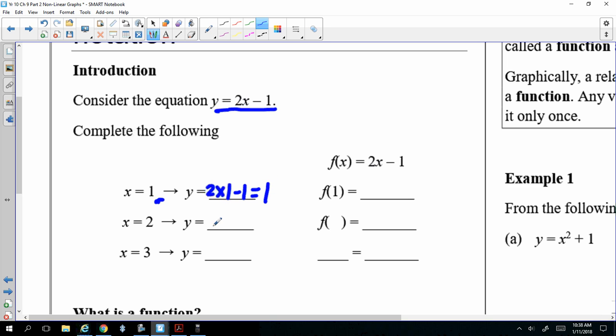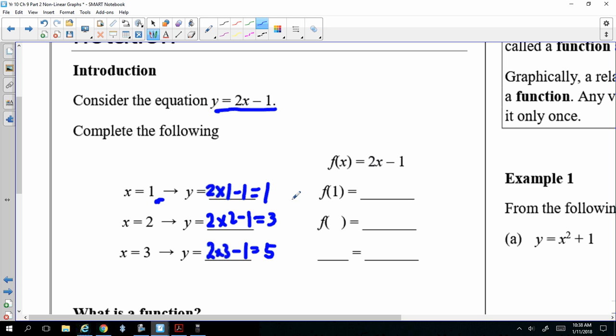Okay, and how about the second one? 2 times 2 minus 1, that will give you 3. And if you substitute 3, you get 2 times 3 minus 1. That gives you 6 minus 1, 5. Okay, pretty easy, isn't it?